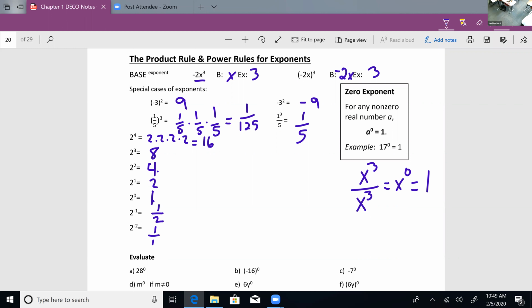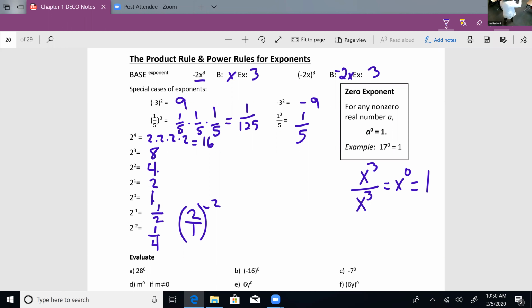Now, the other thing we talked about when we said negative exponents was we said, remember, you can think of this as this, okay? If it doesn't look like a fraction, make it look like a fraction by putting it over 1.